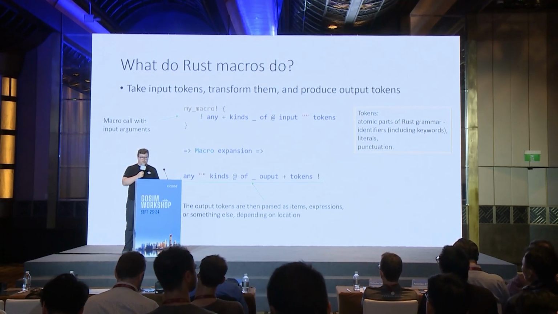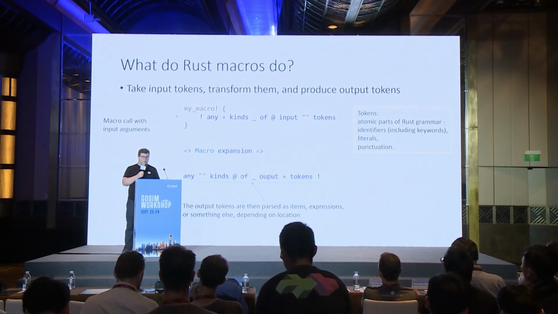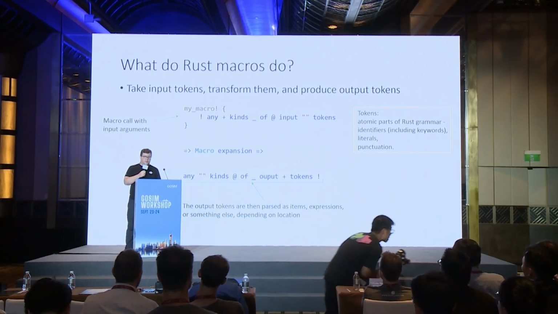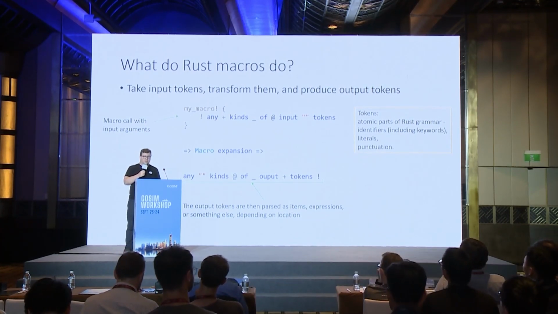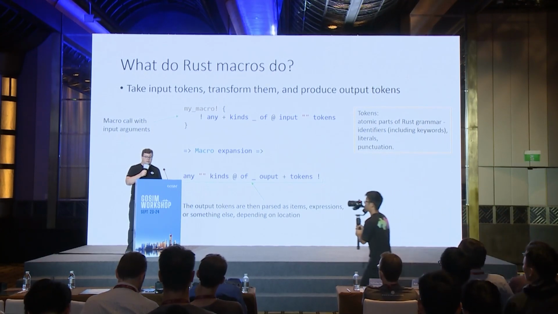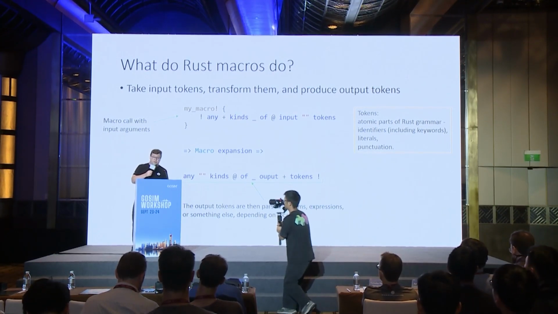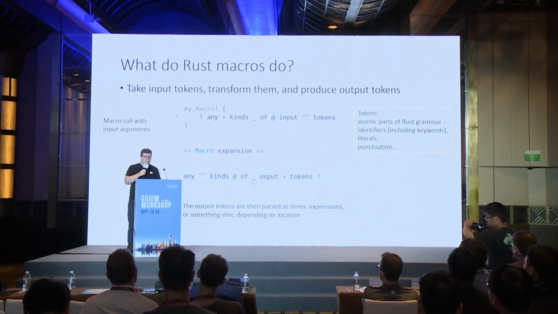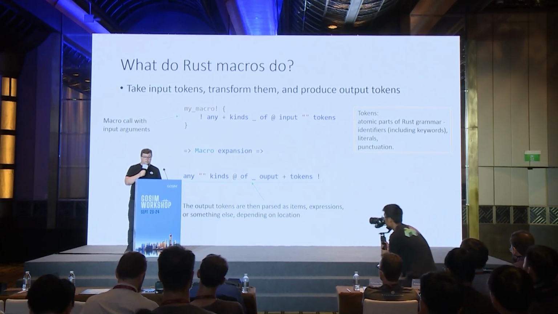So what do macros in Rust do in general? They take some input tokens, transform them in some way, and produce output tokens. Tokens are the most atomic element in the Rust language. A token is either an identifier or a literal or some punctuation or a group of those in brackets.